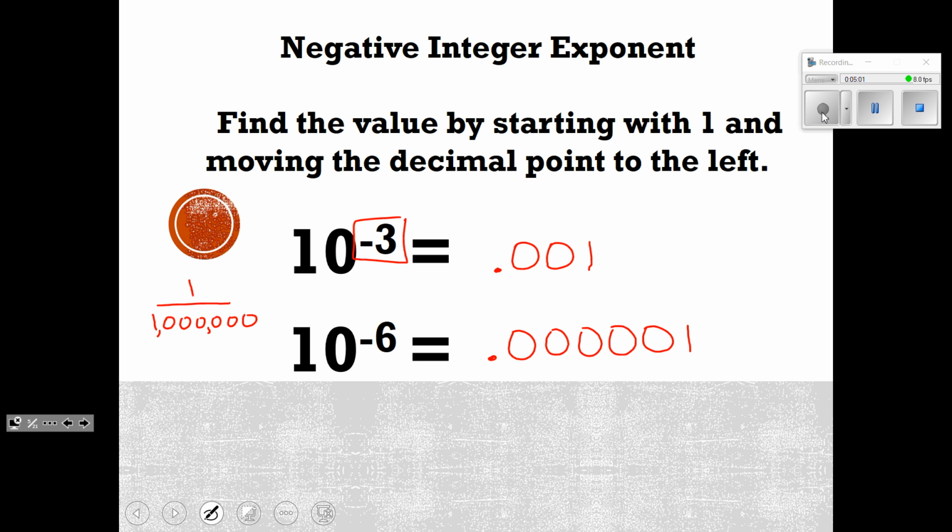Here we have a -3. We know it's going to be a decimal, a very small number. Notice how many digits are after the decimal. 3. When we had a -6 exponent, notice how many digits were after the decimal. 6. So there's a pattern there.